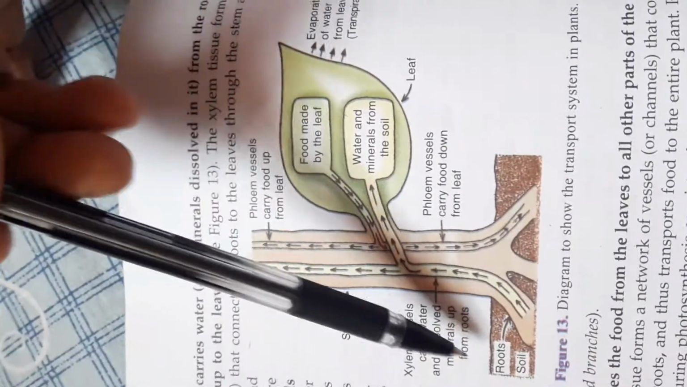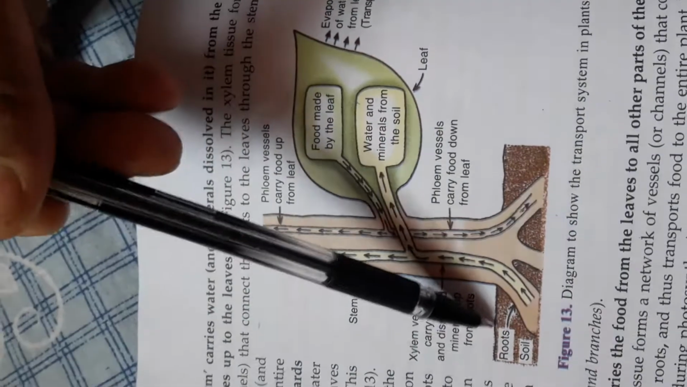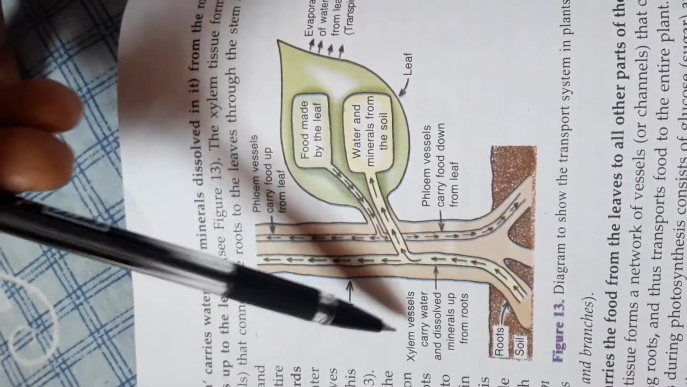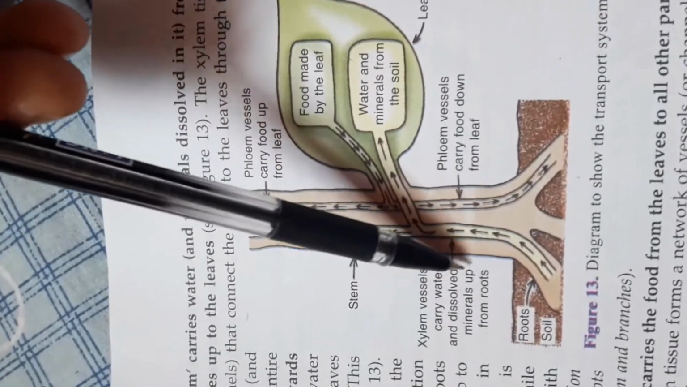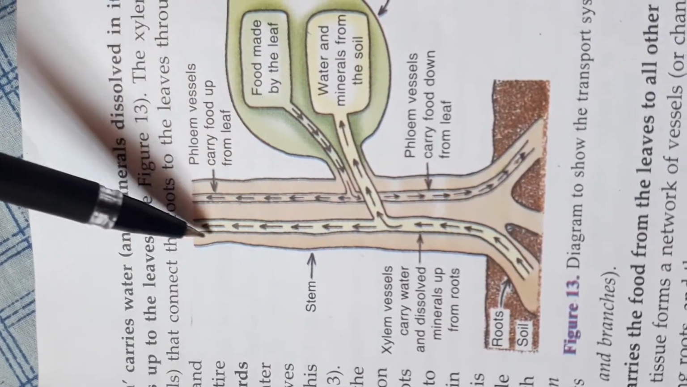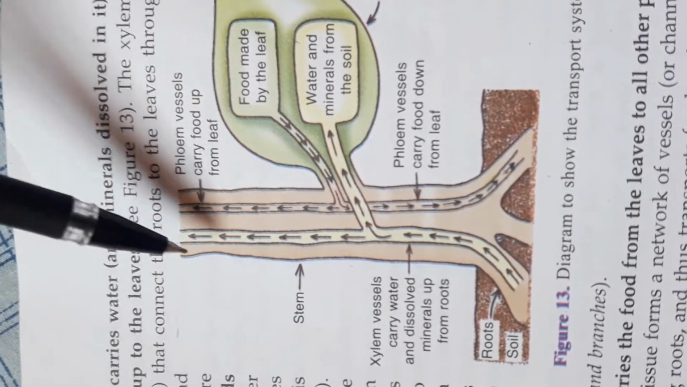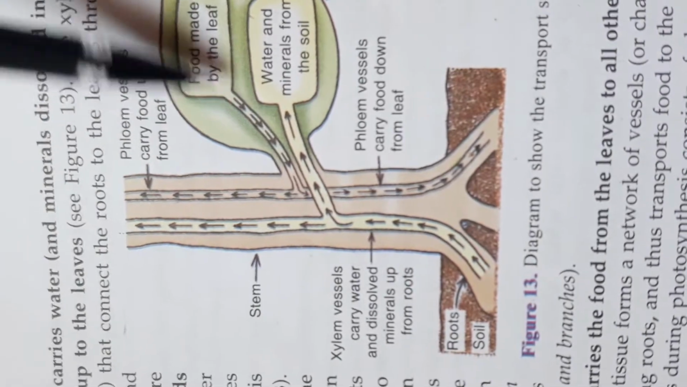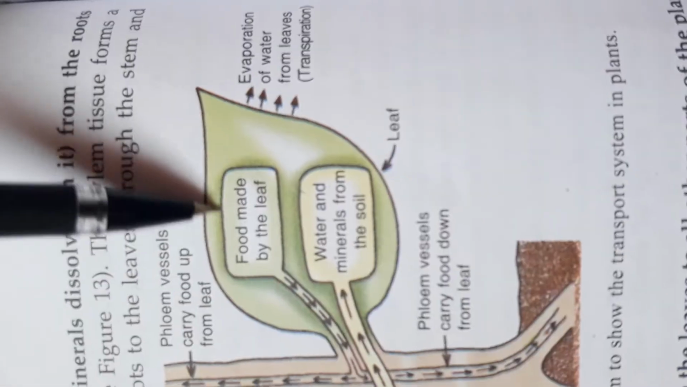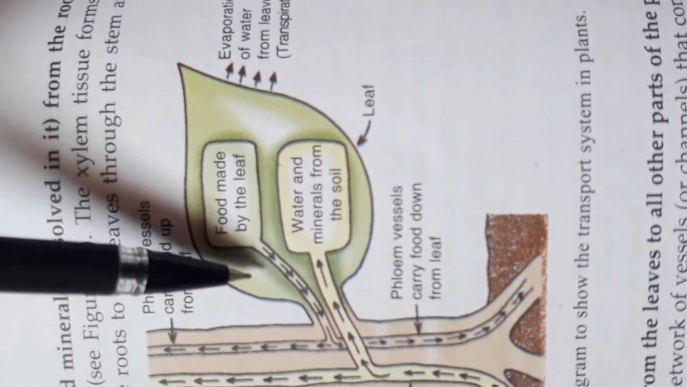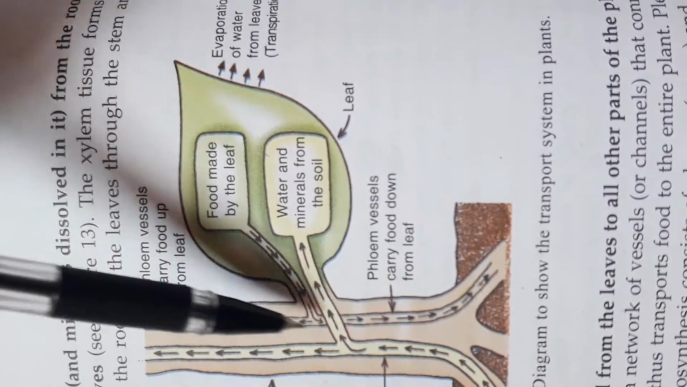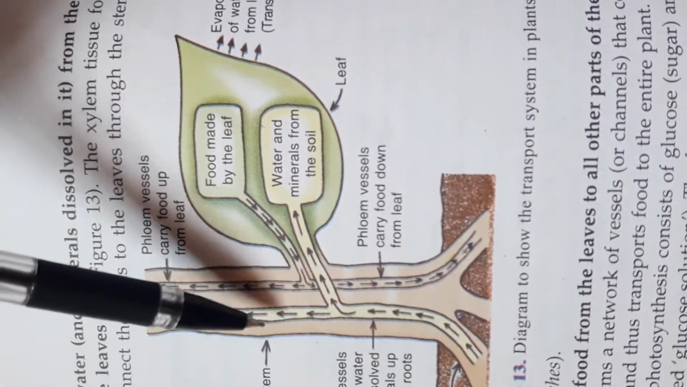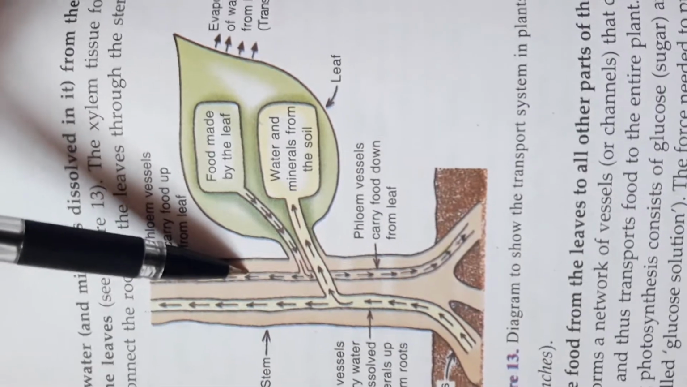Actually, through the stems, this is a root. From the root, they absorb water. Inside, water dissolves minerals and carries them to the upper part, and you can say to all parts of the plants. And this is food made by the leaves, and this food is carried to all parts of the plant. This is xylem and this is phloem.